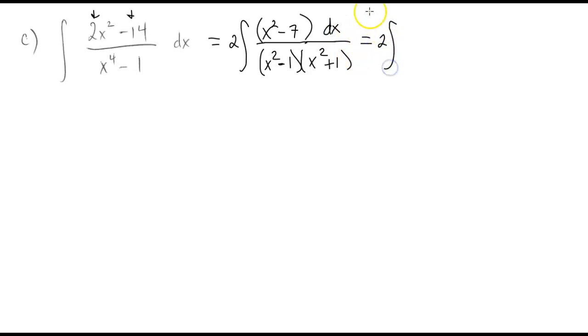So we can continue on. We'll see that the first factor in the denominator here can be factored out some more to x plus 1 times x minus 1. But we have that irreducible factor, x squared plus 1 here. So that's part of the reason why this is a case 3 type situation, because we have an irreducible quadratic factor here that we have to deal with.